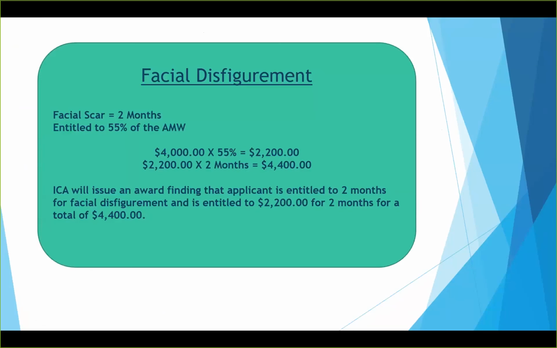Now for this example, the facial scar, the Commission is going to award this injured worker 2 months of entitlement at 55% of the average monthly wage for a total entitlement of $2,200 times the 2 months for a total award of $4,400. The ICA will issue an award finding that the applicant is entitled to 2 months for a facial disfigurement and is entitled to $2,200 for 2 months for a total of $4,400. And there is no little chart like there is for the loss of teeth. These are on a case-by-case basis at the ICA's discretion.